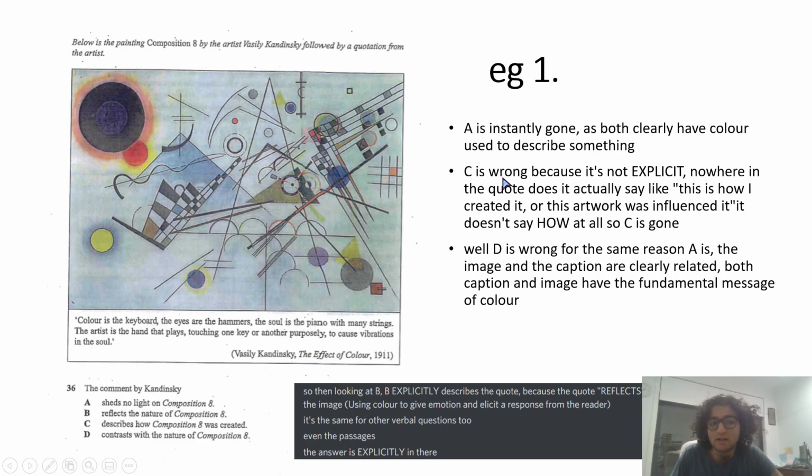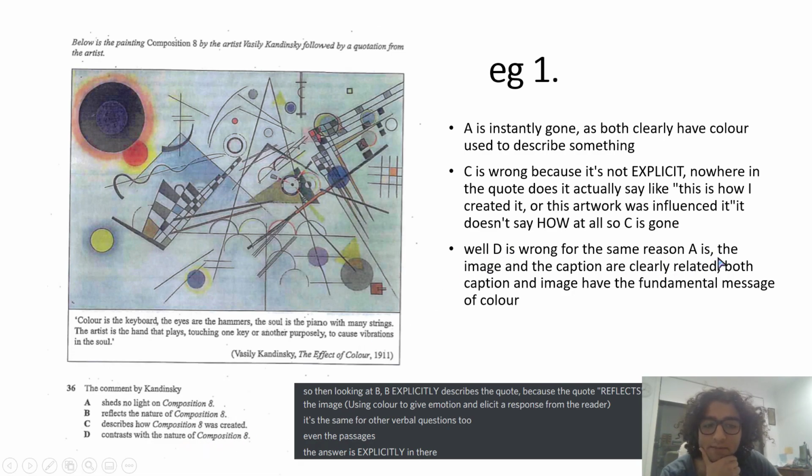C is wrong because it's not explicit. So C describes how Composition 8 was created. Nowhere in the quote does it actually say, this is how I created Composition 8, or this artwork was influenced. It doesn't say how at all. Remember, in the AST, it has to be explicit, right? So maybe it's implied that the author, Vasily Kandinsky, was thinking about the color, right? But that's not explicit. Do you see what I'm saying? So what you actually need to see is, is it explicitly in the text? No, it's not.